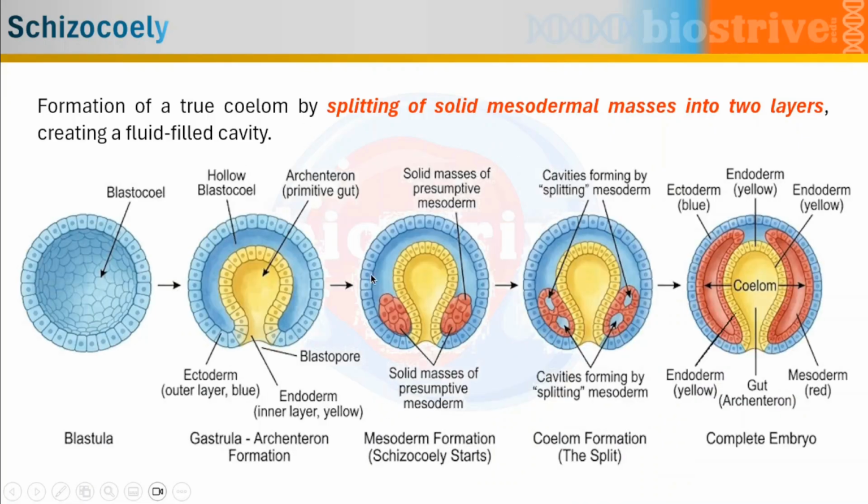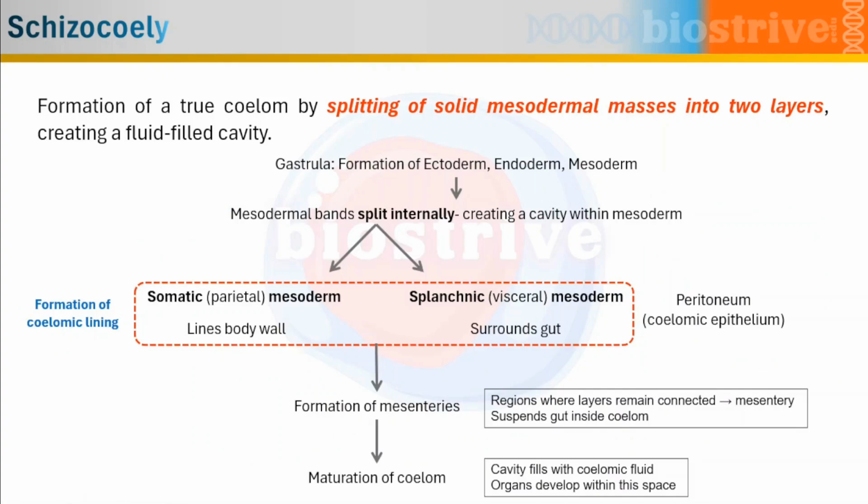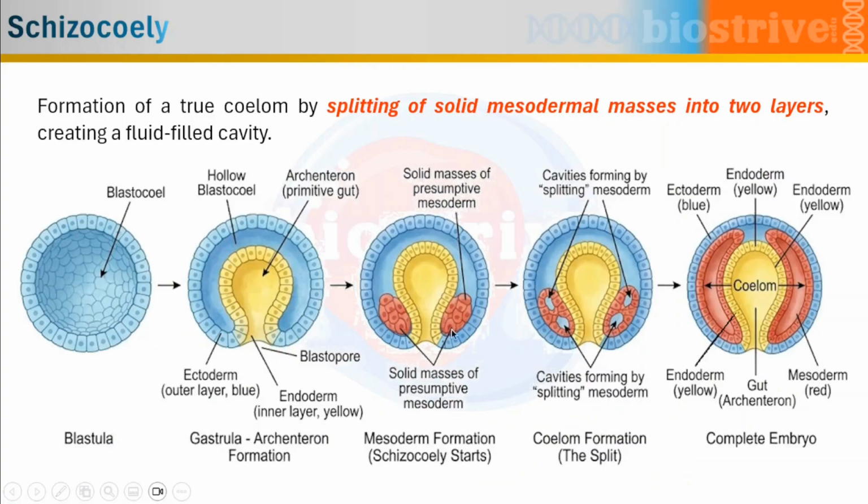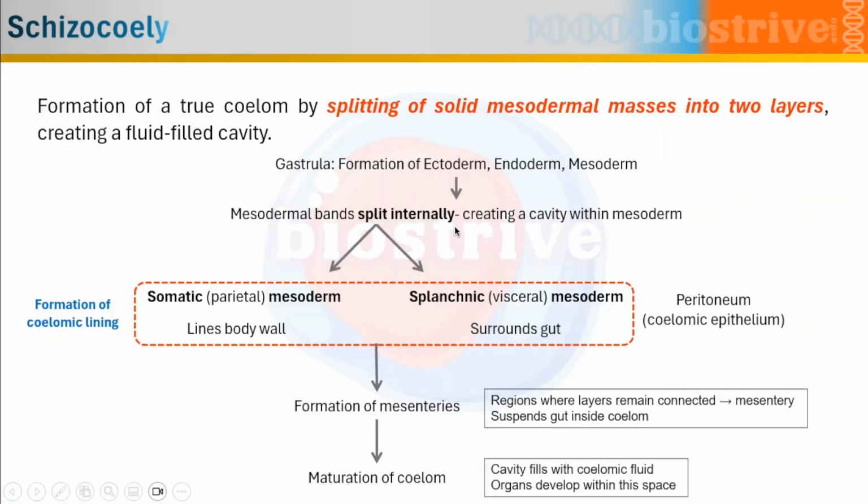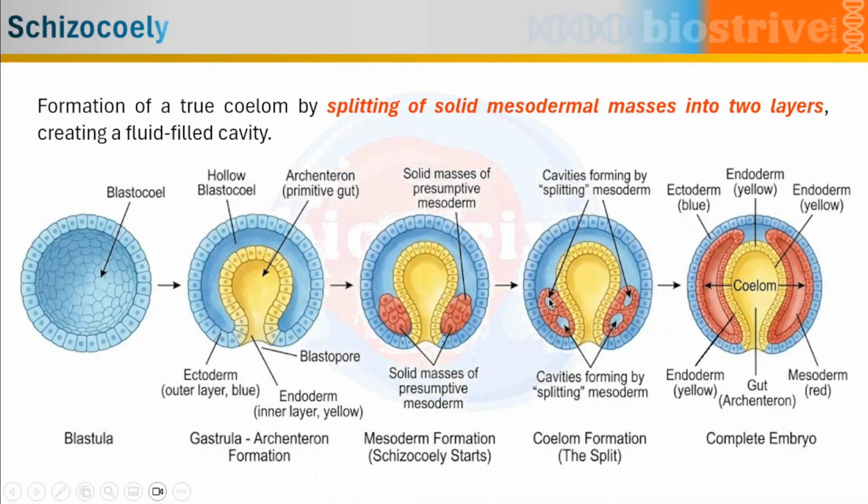As you can see in this diagram, there is the formation of solid masses within the mesoderm, and there is splitting occurring inside the mesoderm internally, and this splitting is leading to the formation of these pouches, and these pouches will be forming the coelom in the future. If we talk about the steps directly, there is the gastrula stage, where the formation of three germ layers, ectoderm, endoderm as well as mesoderm will take place. Mesodermal bands will be forming, which are the solid masses, and there will be internal splitting within these masses, and this internal splitting will create a cavity within the mesoderm. As you can see, these are the small cavities which are forming by the splitting of mesoderm.